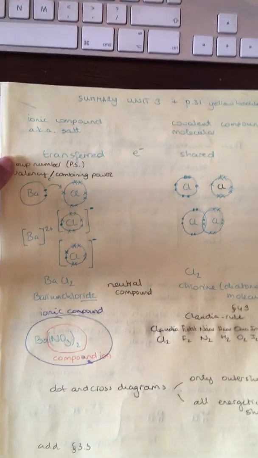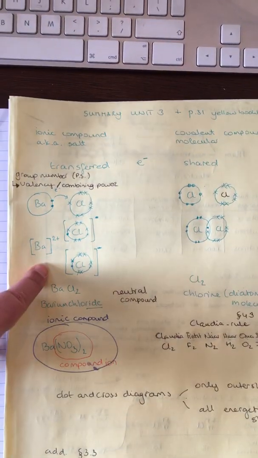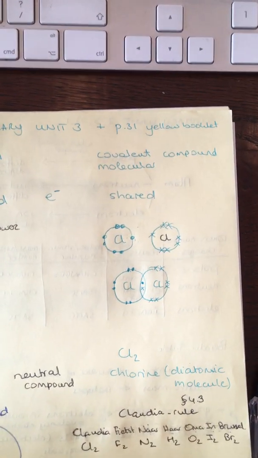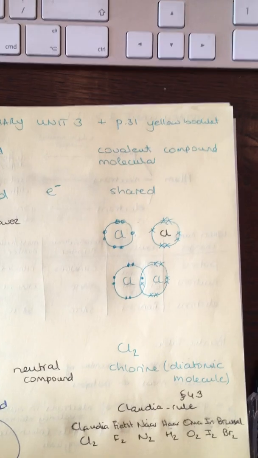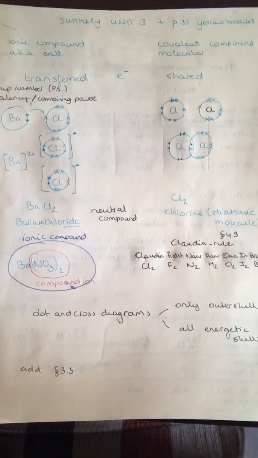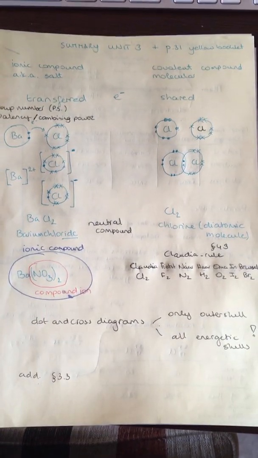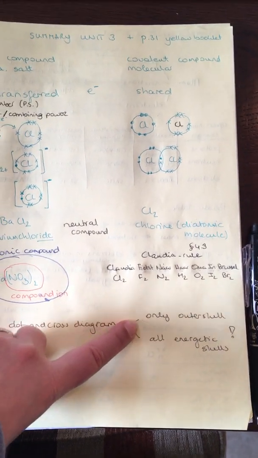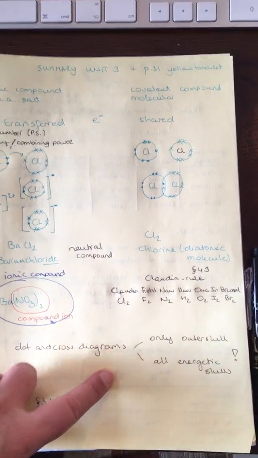So, to summarize, ionic compounds transfer electrons, and you see the dot and cross diagram here, and covalent compounds, molecular compounds, share electrons. One more thing about dot and cross diagrams. Watch out in questions if I ask you to just draw the outer shell or to draw all the shells.